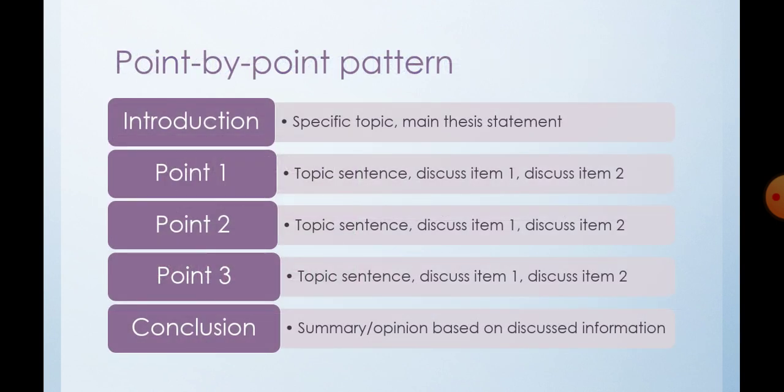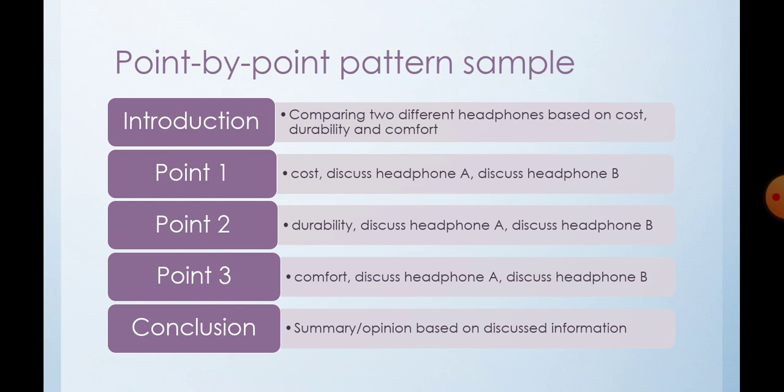The point by point pattern works better for items that are rather similar, and we evaluate them against the particular points. Each point will have a name of the points or thesis statement, a paragraph about one item, and a paragraph about the other one regarding this point. Look at the point by point sample.